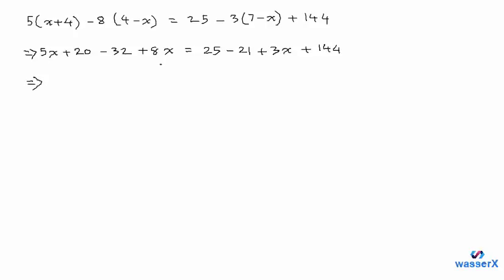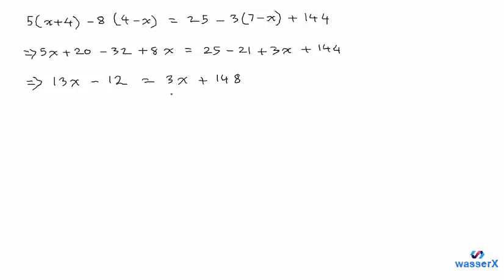We have a 5x, we have a 8x. So 5x plus 8x is 13x. Plus 20 minus 32 is minus 12. Is equal to, we have only one single term in x on the right hand side. So that's 3x. And then we have 25 minus 21, that's 4. Plus 144, that's 148. We have x on both sides of the equation at this point. We need all the x on one side and all the constants on the other side. Let's do them one at a time.